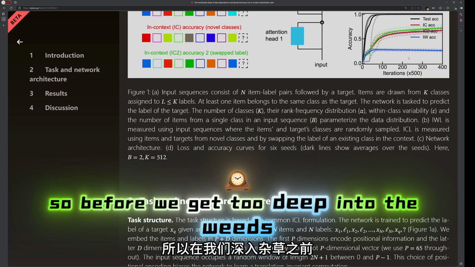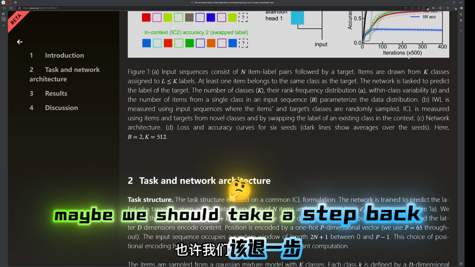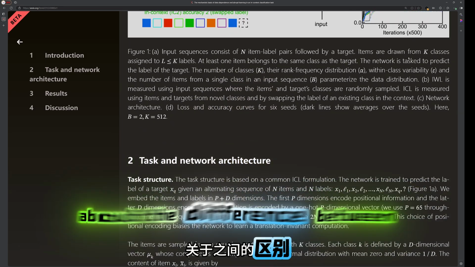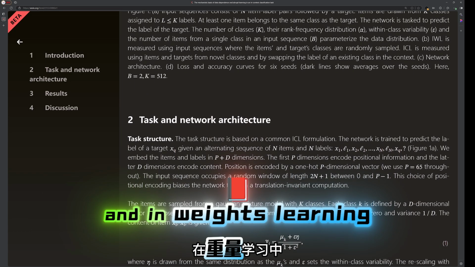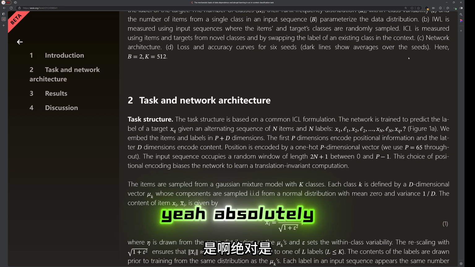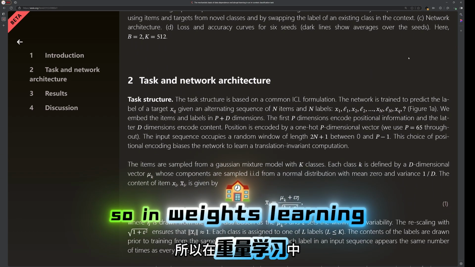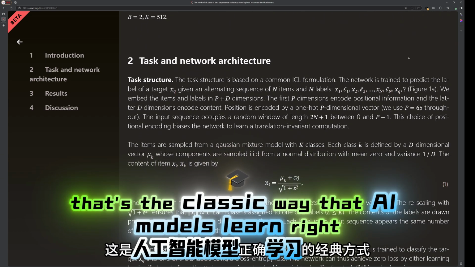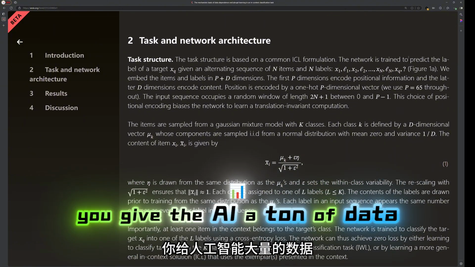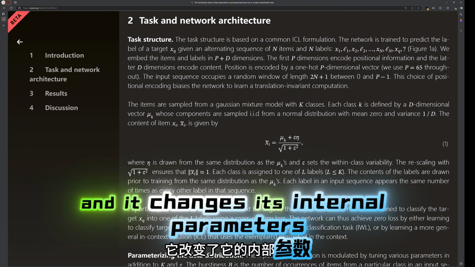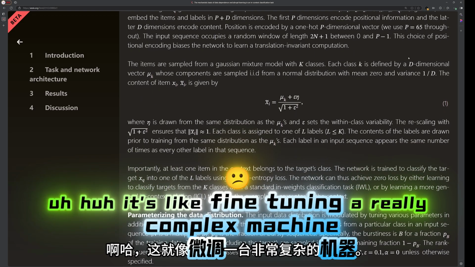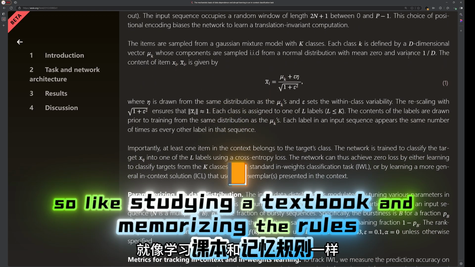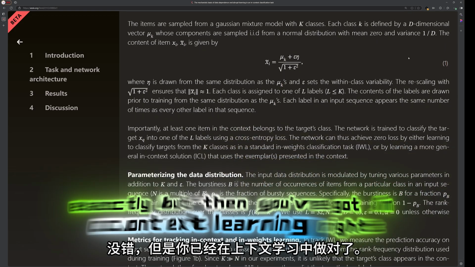Before we get too deep into the weeds, maybe we should take a step back and make sure we're all on the same page about the difference between in-context learning and in-weights learning. In-weights learning is the classic way that AI models learn. You give the AI a ton of data, and it changes its internal parameters. It's like fine-tuning a really complex machine, like studying a textbook and memorizing the rules.